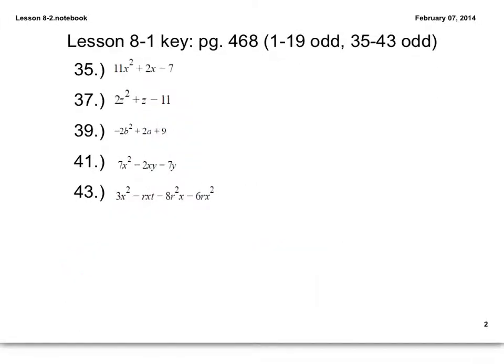Here's 35 through 43. Take a minute to correct that, and then when you're done, you can score it and put it on your pink sheet. I will sign off on these tomorrow when I return and take out your notes.